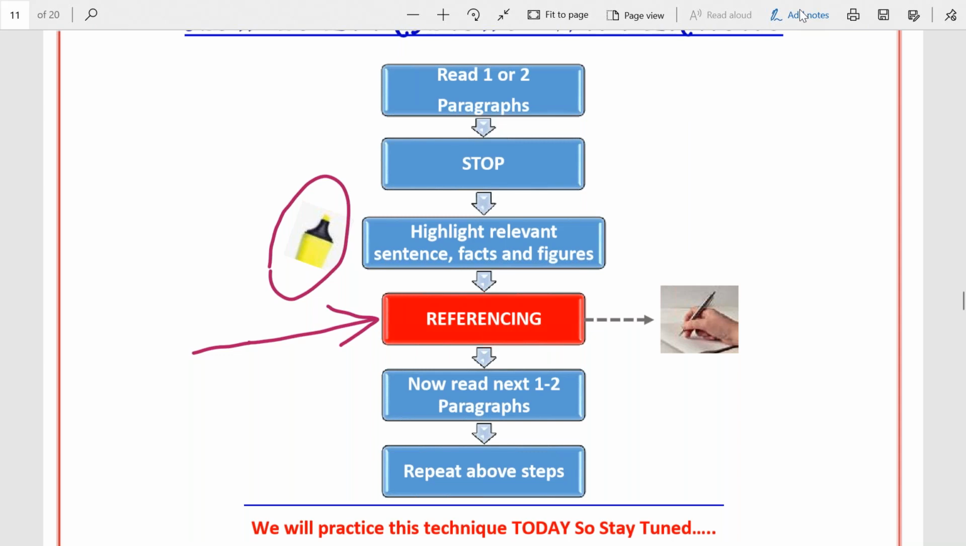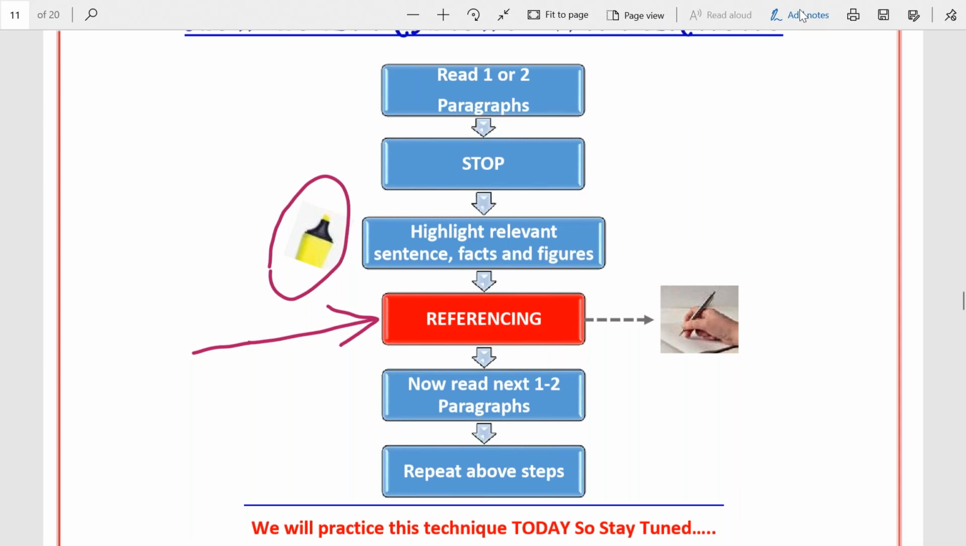Highlight on the answer sheet or question paper? Manpreet, you have to highlight the question paper. Whatever you are reading on the exhibit, you need to highlight. You can't highlight on the answer sheet, right? It's on the case study.